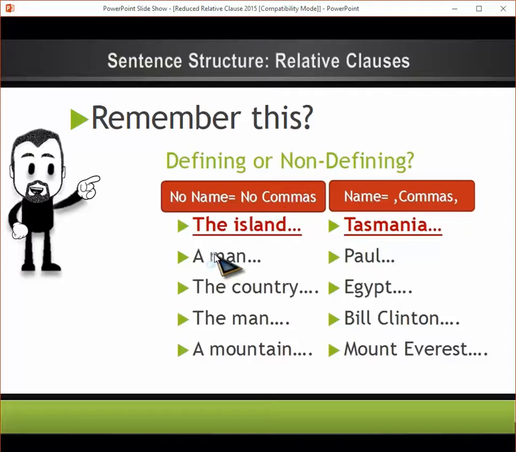If the sentence starts with a man, or the country, or a mountain, these are all unidentified. A man, which man? The country, which country? So we need to identify what these things are. If there is no name, then you put no commas. But on the other hand, if you start the sentence saying Tasmania or Paul or Egypt, these are real names. And because they're real names, you put commas.